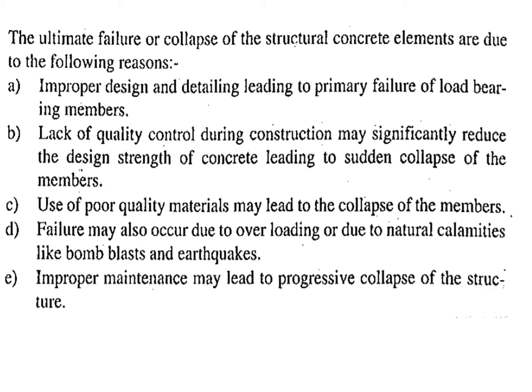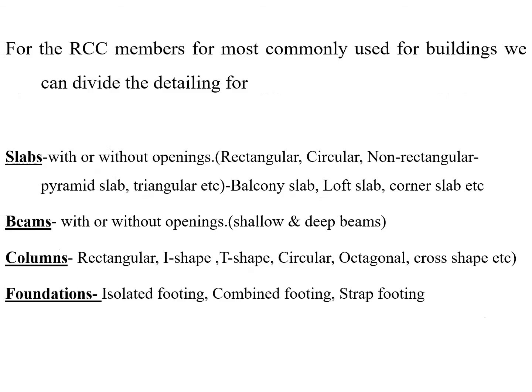Improper design and detailing leads to primary failure of load-bearing members. Lack of quality control during construction may be significant. It reduces the strength of concrete, leading to sudden collapse of members. Use of poor quality material may lead to collapse of members. Failure may also be due to overloading or natural calamities like bomb blasts, earthquakes, etc. Improper maintenance may lead to progressive collapse of structures.